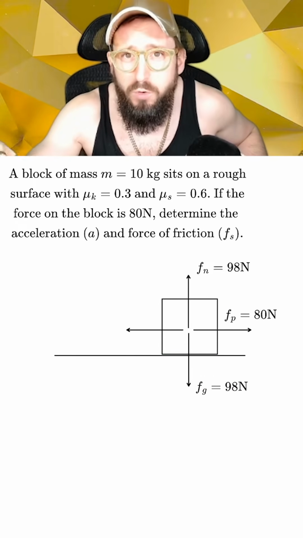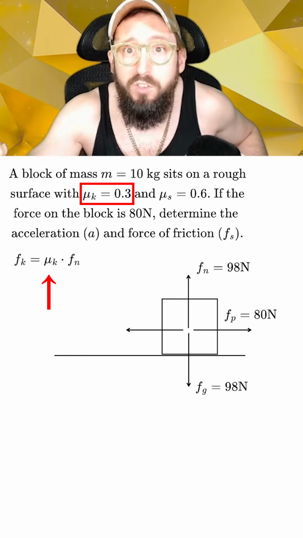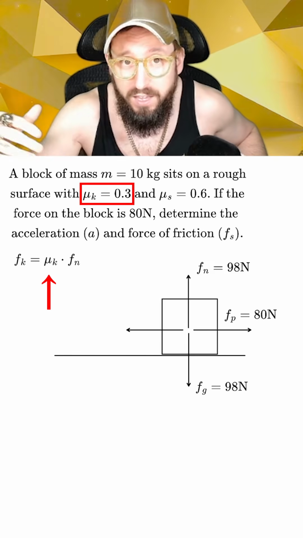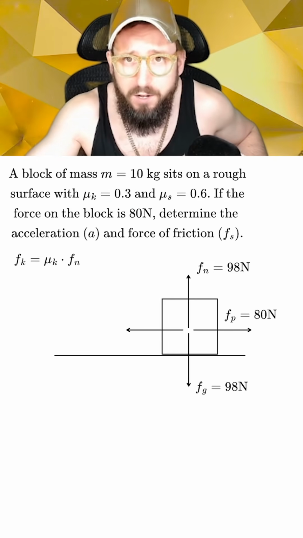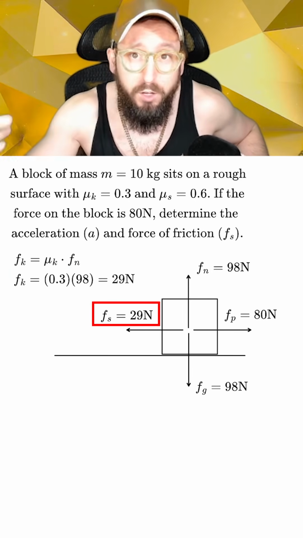In this case, what we need to do is switch to calculating kinetic friction, which is the same equation as before, but uses the kinetic coefficient of friction, μk. So following the formula, we calculate our kinetic friction to be equal to 29 newtons, which we can add to our force diagram to now solve for the acceleration of the block.